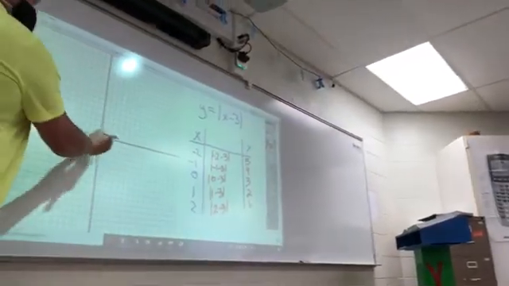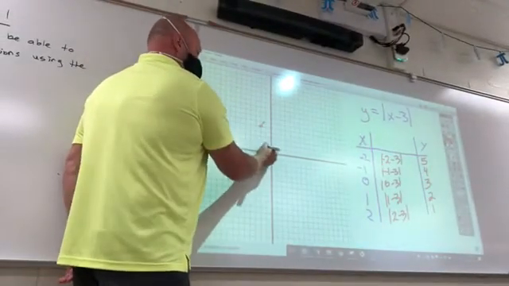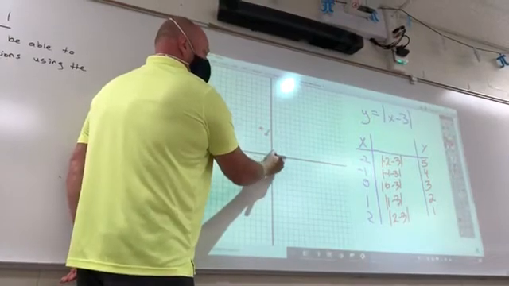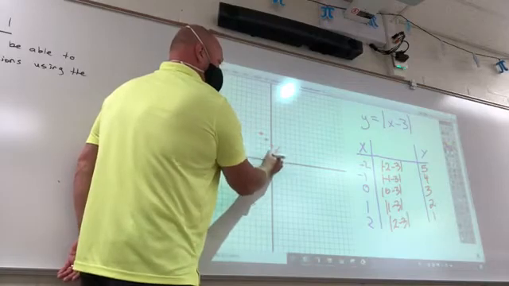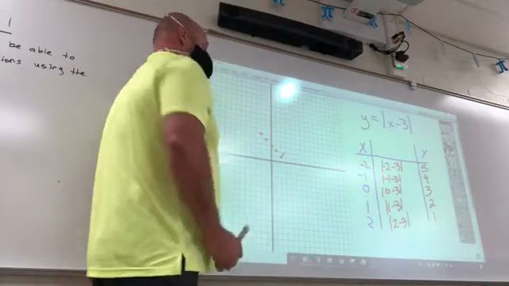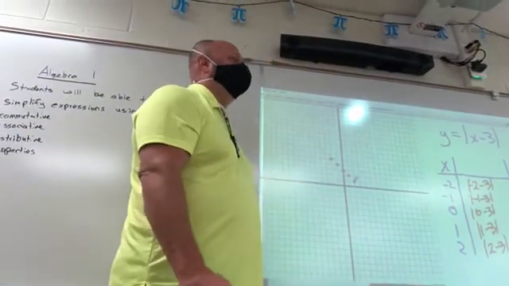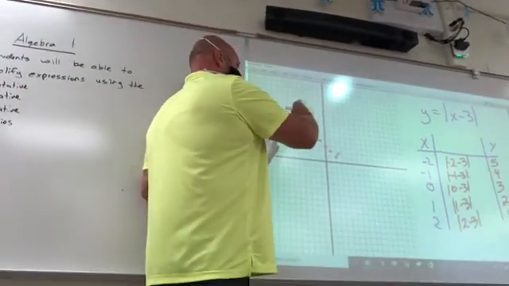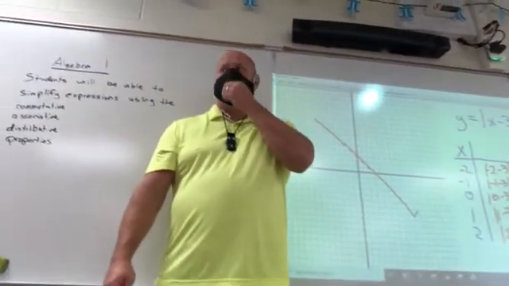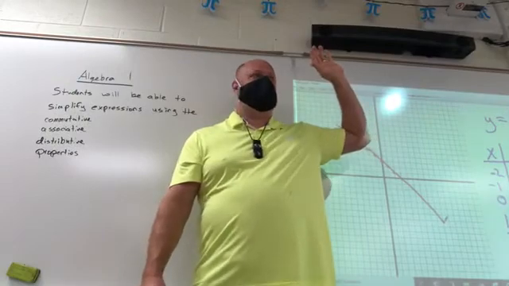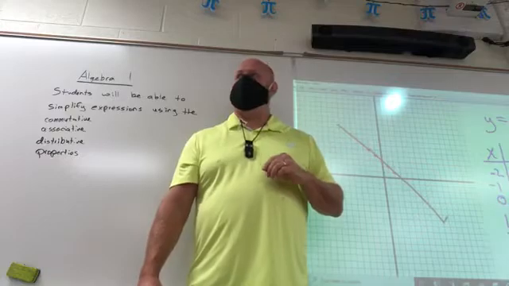Now, we plot those points. Negative 2, 5. Negative 1, 4. 0, 3. 1, 2, and 2, 1. Now, are we done? Why? So how many of you think this is what the picture looks like? Yes? No? Huh?